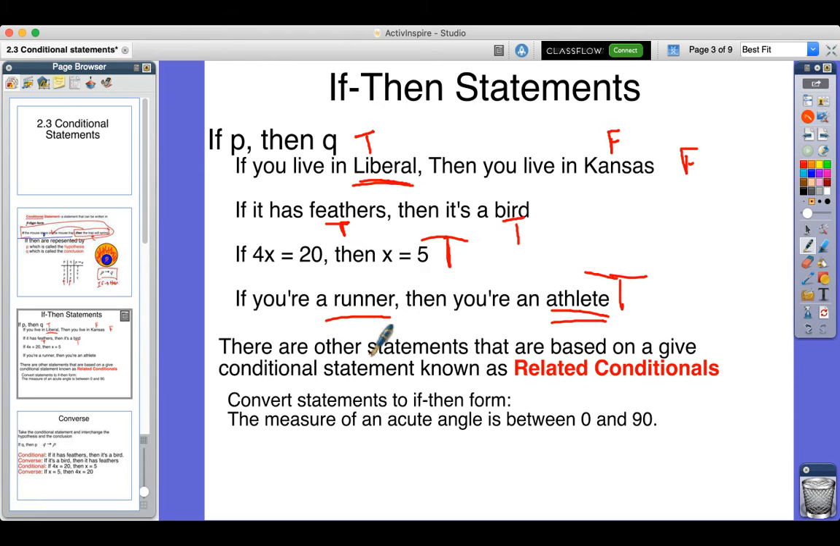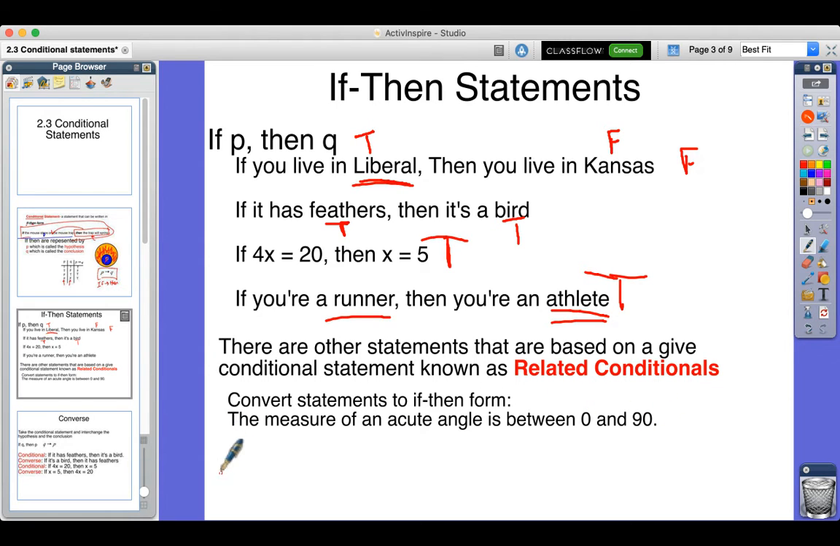Now, there are other statements that are based on this whole conditional statement thing. They're called related conditionals, and we'll talk about those in a bit. But let's talk about one more thing here. Sometimes you have to convert. They're going to give you a statement and you convert it to if-then. For example, this statement says the measure of an acute angle is between 0 and 90.